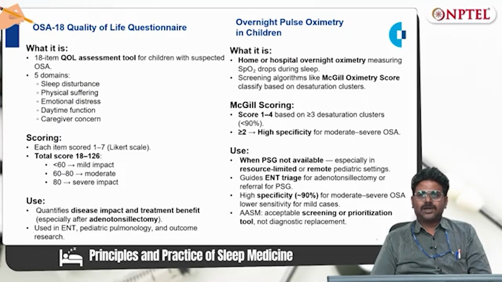Then we can use overnight pulse oximetry in the case of children. It is basically home or hospital overnight oximetry measuring SpO2 drops during sleep. We can use the McGill oximetry score to classify based on desaturation clusters. McGill scoring is a score from 1 to 4 based on 3 or more desaturation clusters. If it is 2 or more, it carries high specificity for moderate to severe OSA. Then it can be used when polysomnography is not available, especially in resource-limited or remote pediatric settings.